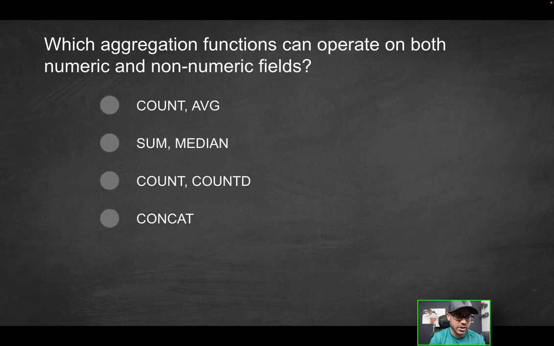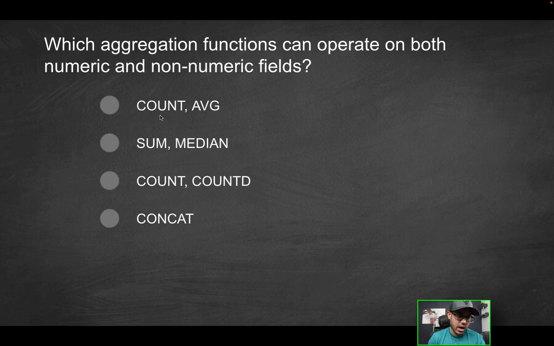Next question, which aggregation functions can operate on both numeric and non-numeric fields? So in a sense, if you're talking about numeric fields like sales, and you're talking about something more categorical, such as a customer name or a category, which you'll see in this example, which of these aggregation functions can be used on both numeric and non-numeric?